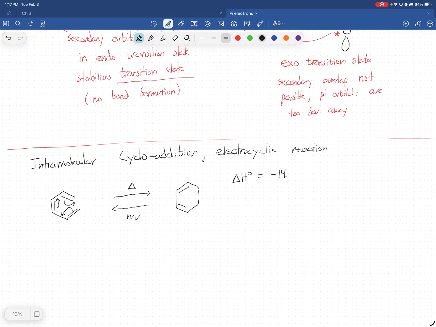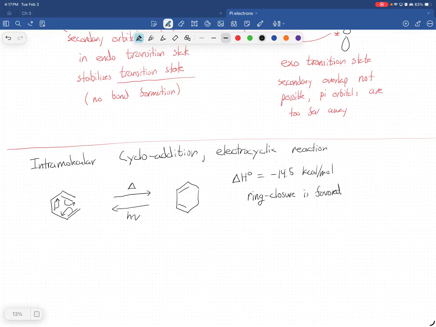So this is an electrocyclic reaction where ring closure is favored. This ring closure gives you negative 14.5 kcal per mole. So that's a very favorable reaction. So we could say ring closure in this case is favored, okay? All right.